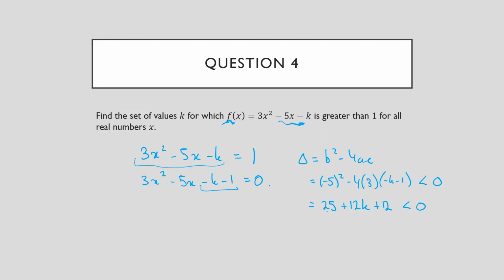All right, cleaning it up. 25 plus 12 is 37, plus 12k, less than 0. Here we can subtract 37 across to the other side, and we get 12k is less than negative 37. And finally, k is less than negative 37 over 12. If you were to work it out, it'd be something just less than negative 3, which corresponds to that value that we saw on Desmos.